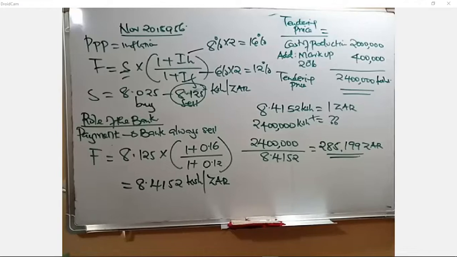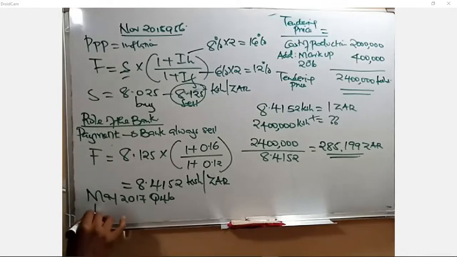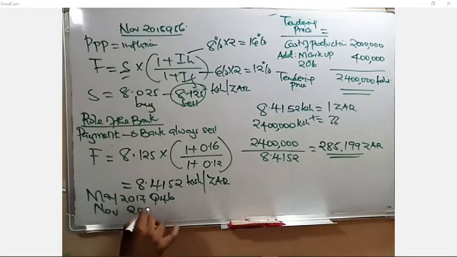So I'm just going to be giving two questions: May 2017, question 4B, and November 2020, question 2C. Any question at that point?